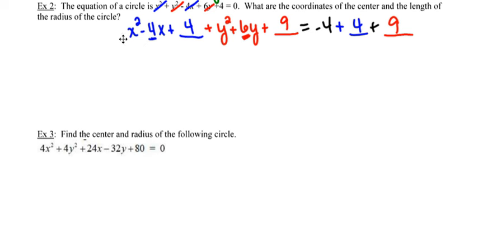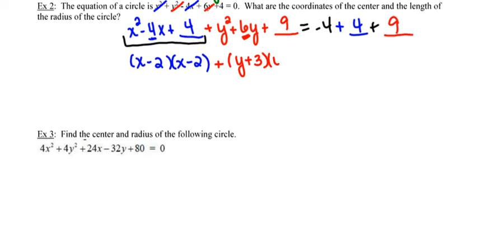And now I've got to go ahead and do my factoring. So remember that the number that I squared here was a negative 2, and that'll help me with my factoring. This is going to be x minus 2 times x minus 2. The number that I squared for the y terms here was a positive 3, making each of these binomials y plus 3.